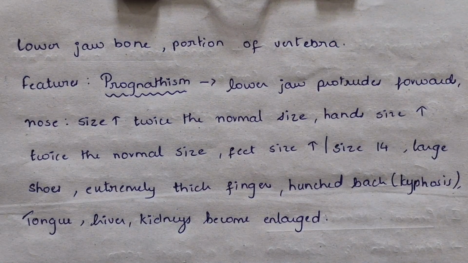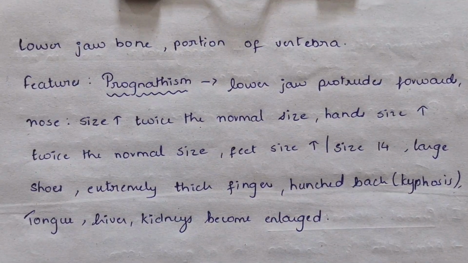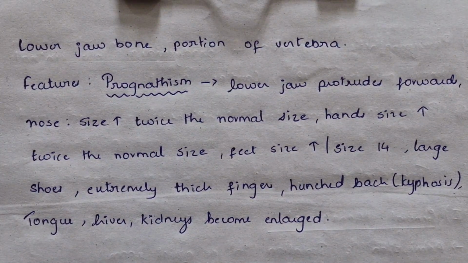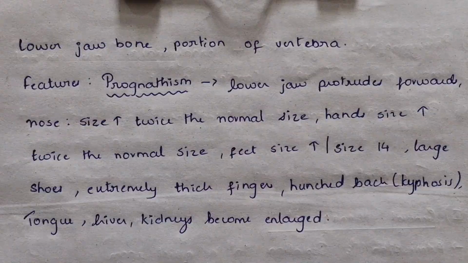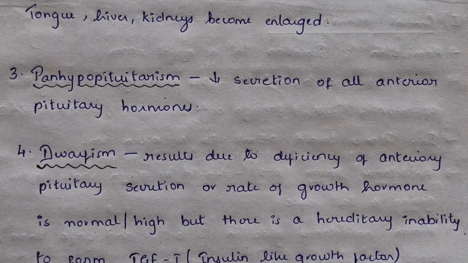Prognathism is wherein the lower jawbone protrudes forwards, the nose size increases to twice the normal size, hand size increases twice the normal size, feet size also increases, you usually see size 14. They require large shoes. They have extremely thick fingers, a hunched back which is kyphosis, and the tongue, liver, and kidneys become enlarged. Then we have panhypopituitarism, where there is decreased secretion of all the anterior pituitary hormones.